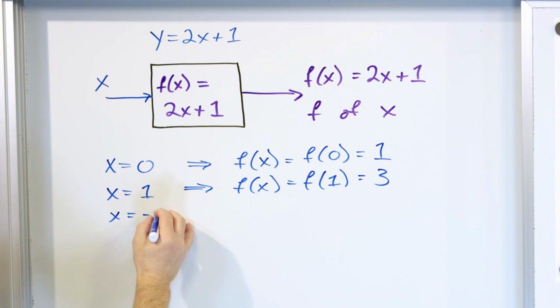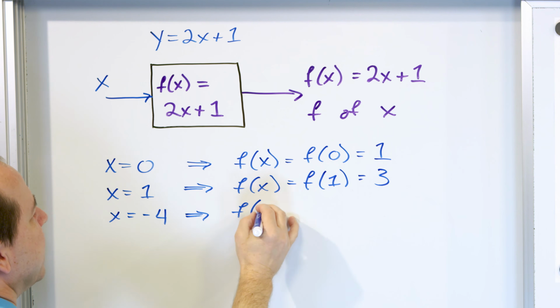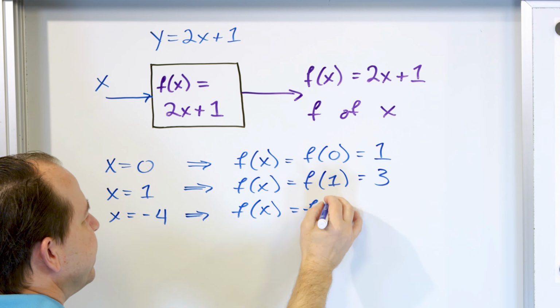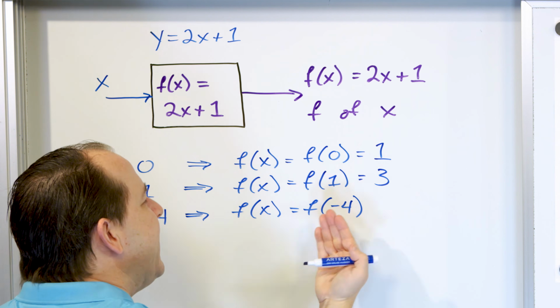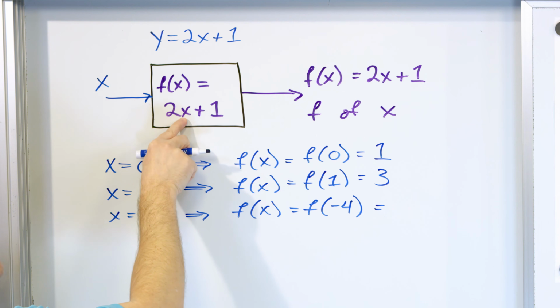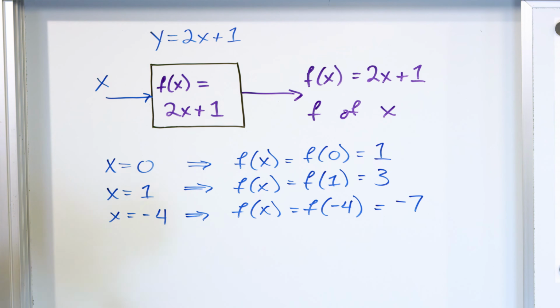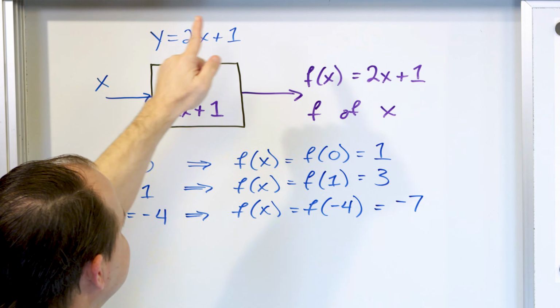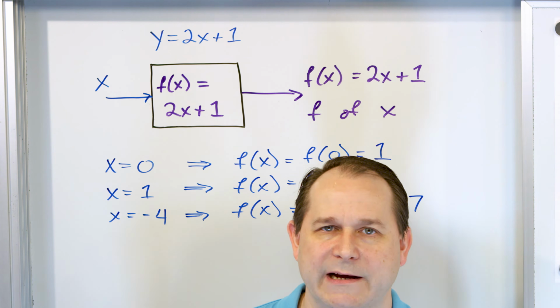I can do negative 4 here. X is equal to negative 4. F of x is the function evaluated at x is equal to negative 4. It's dependent on this input value. And then 2 times negative 4 is negative 8, but negative 8 plus 1 is negative 7, and there's my output. So it's literally inputs, outputs, inputs, outputs. The same thing we did when we graphed lines, all right?